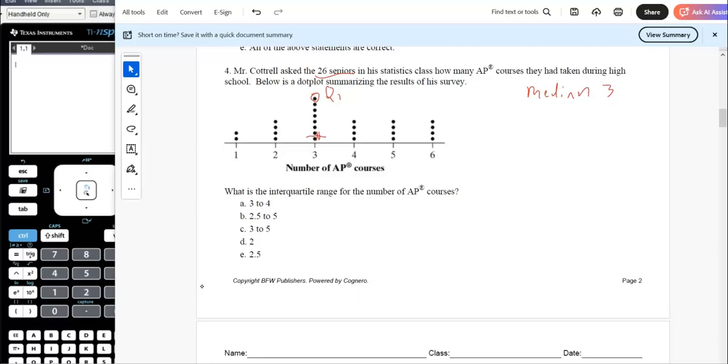The 7th term going from the right would also be Q3 then. 1, 2, 3, 4, 5, 6, 7. That's Q3. So Q3 minus Q1 would be 5 minus 3 is the IQR. I don't know if we need IQR, but it's 2. I'm just finding stuff. Okay, what is the interquartile range? Oh, it's 2. That's it.